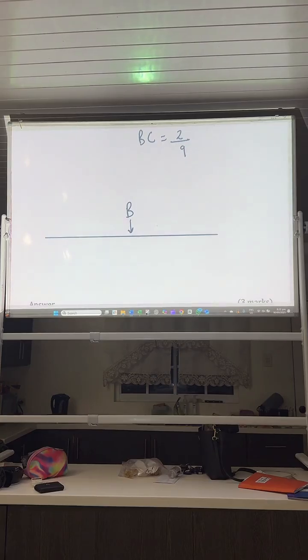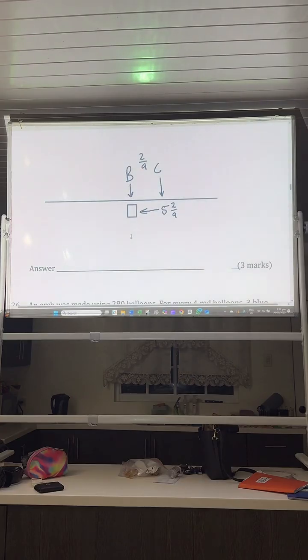Alright? Right, so we were here, but we want to find here. And then C is 5 and 2 over 9. We worked out the distance between B and C to be 2 9ths. So if I want to go back 2 9ths to the left, I need to minus.